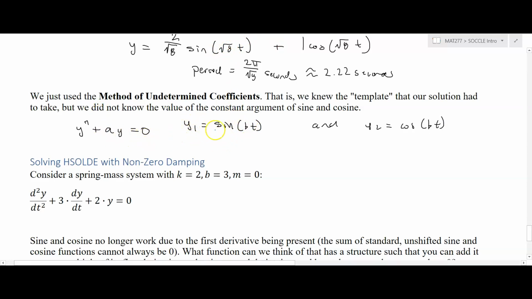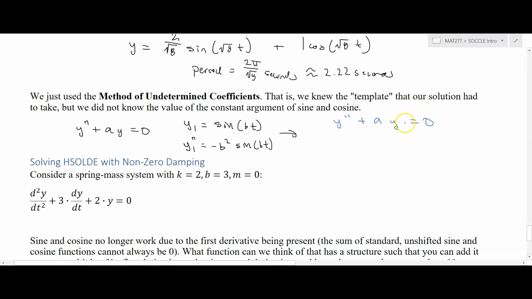Let's just say that we didn't know what b was and we wanted to figure out what b value would make this equation true. So we took its first derivative, we took its second derivative, which would be negative b squared sine of bt. And we can do the same thing for y2 over here. I'm going to go ahead and skip y2 because it's the same thing. Now to find out what value of b would make this equation true, let's say we plugged it in. So we found that the second derivative plus ay has to equal 0.